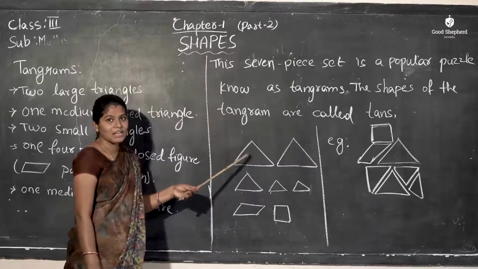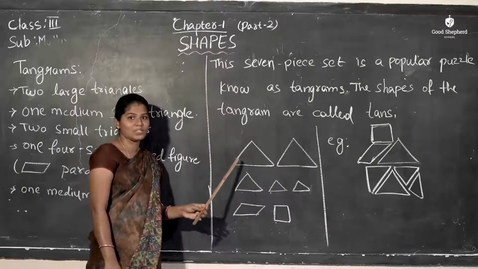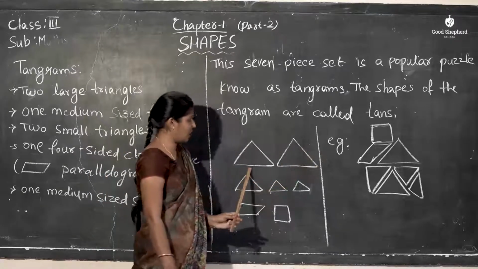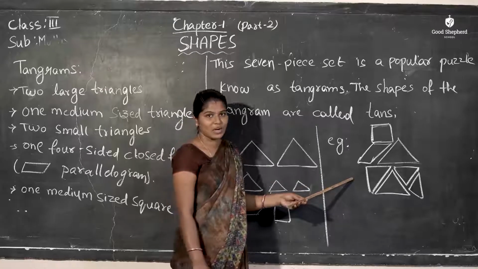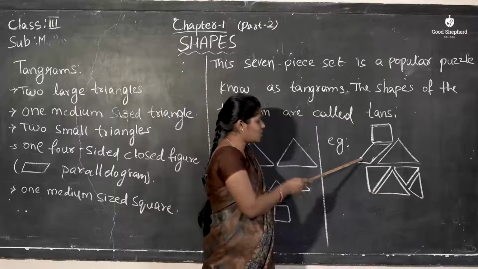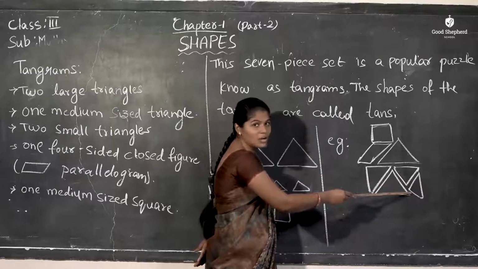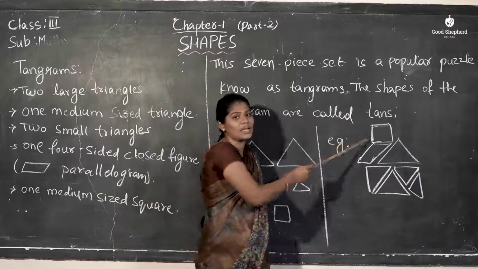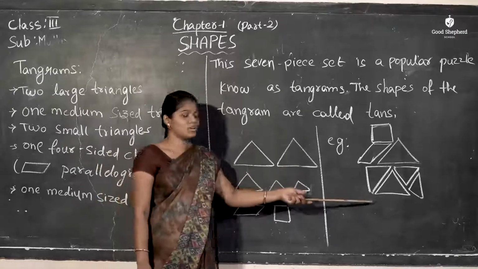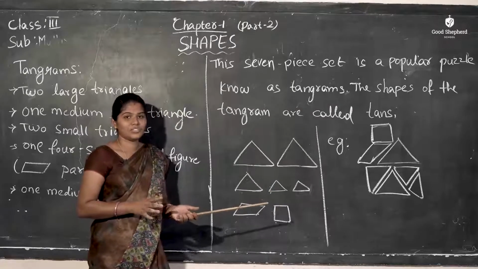One shape is called a tan. All shapes together are called tangrams. Only one shape is called a tan. For example, here I have arranged these 7 tans as a hut. These 2 are large triangles. This is one parallelogram. These 2 are medium sized triangles. This is a small triangle, and this is a square. So, by taking all these 7 shapes, I prepared this hut. This is like a puzzle. It is a Chinese puzzle.